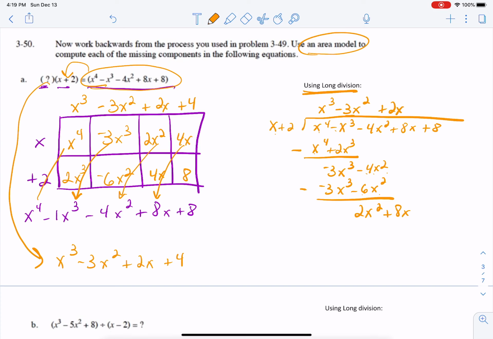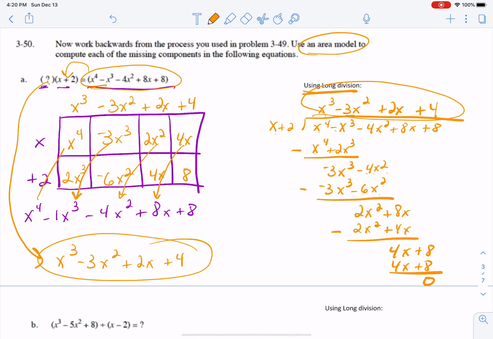2x times x gives me 2x squared. 2x times 2 gives me 4x. 8 minus 4 is 4x. So lastly, 4 times x plus 4 times 2 gives me a remainder of 0. So I have found the exact same solution using long division or an area model. Pick whichever method works best for you.